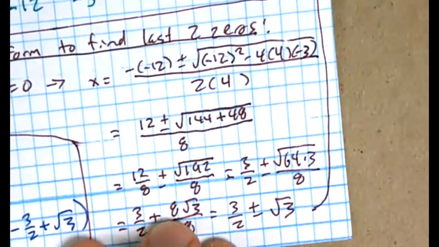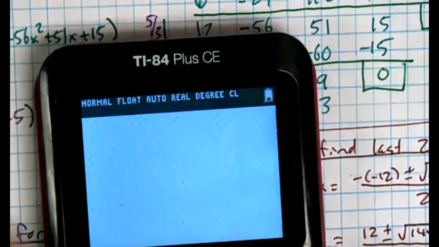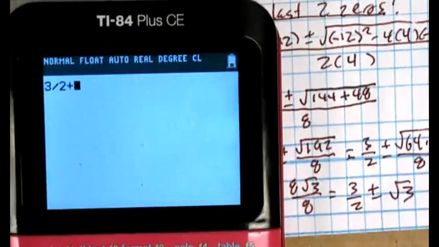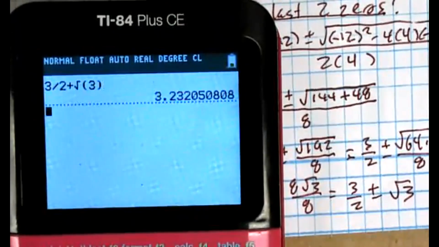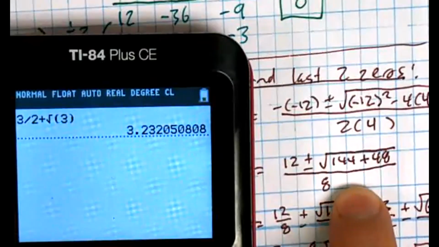A decimal answer, if I ask for a decimal approximation of it only. Otherwise, assume I want an exact answer. If I were looking for a decimal approximation, then I'd want you to put this whole thing in your calculator. Like if I asked you for a decimal approximation for that zero, then I'd be interested in 3/2 plus the square root of 3. You could have gotten that from way back here too. You could have typed this whole thing into your calculator and gotten that decimal answer.